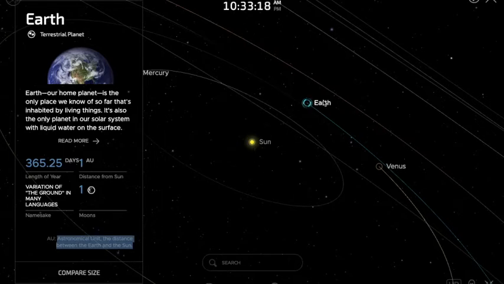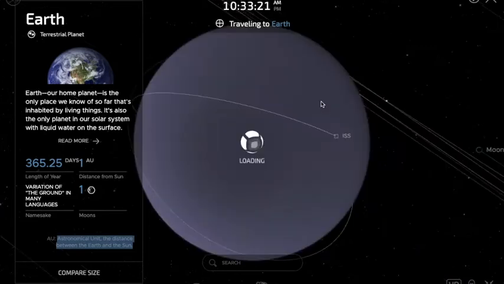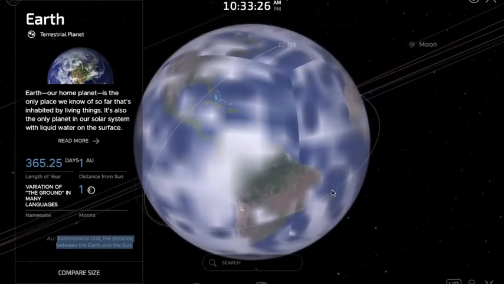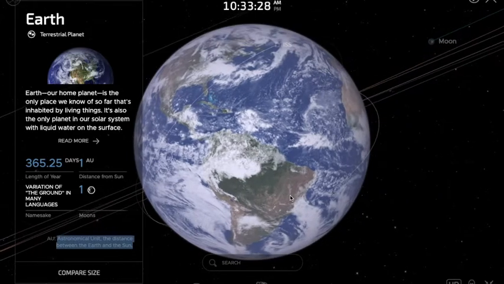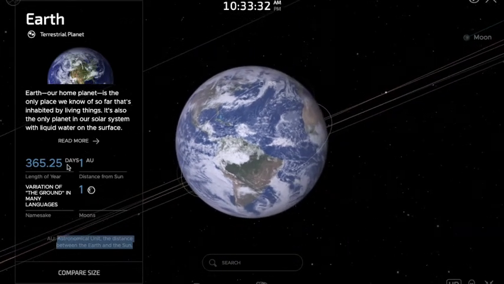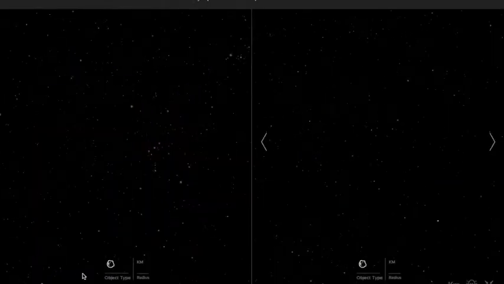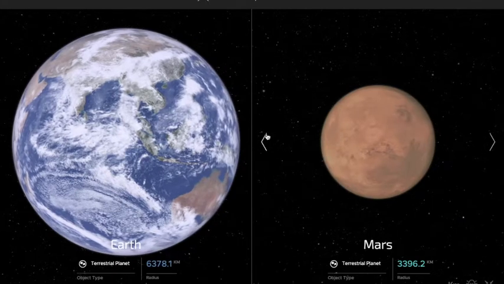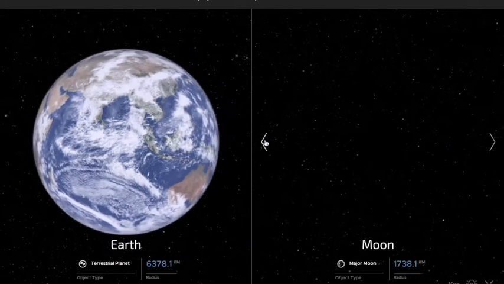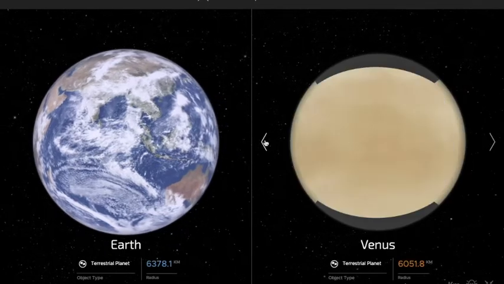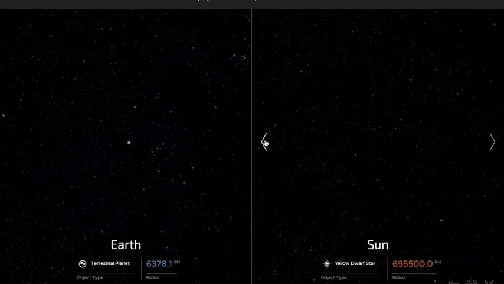So here we're going to zoom into Earth. This is really cool, and not only does it go along with what we covered last week, but it's going to go along with what we covered this week as well. I'm going to skip ahead real quick. Now, there's a lot of cool features on the website, but this is one of my favorite. Right here, you can compare Earth, the size of our Earth, to other objects in our solar system.